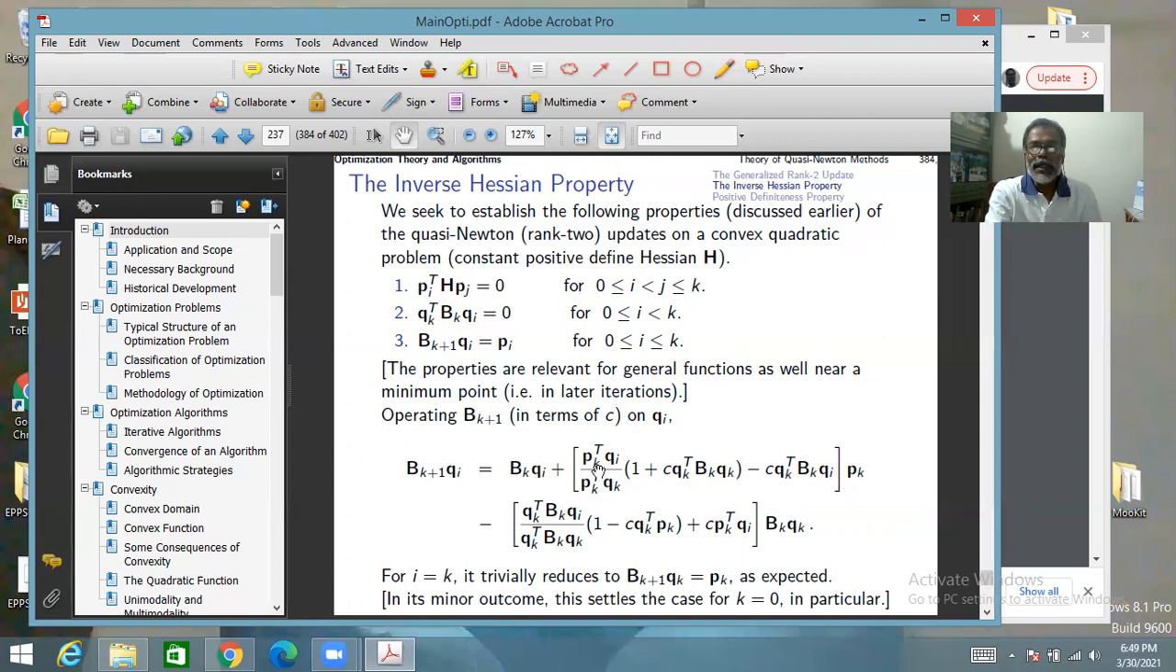And then again we reorganize them in such a manner that all the terms with pk are put together, all the terms with Bk qk are put together. So this whole thing is a scalar, this whole thing is a scalar. This is a vector, this is a vector, and of course Bk qi is a vector.